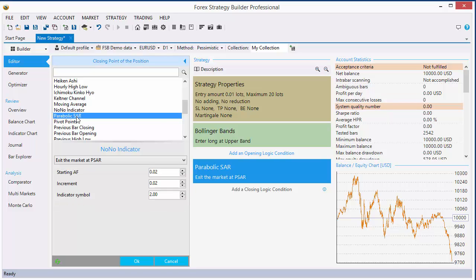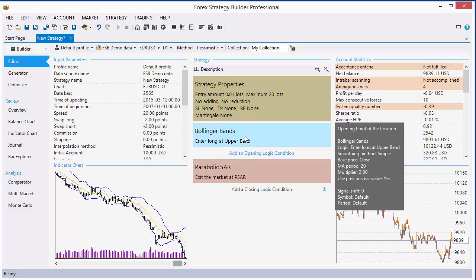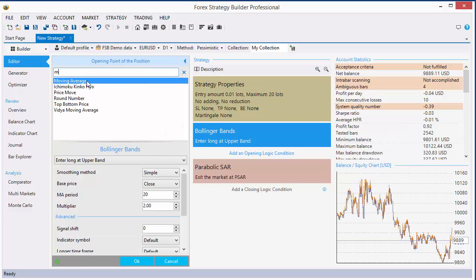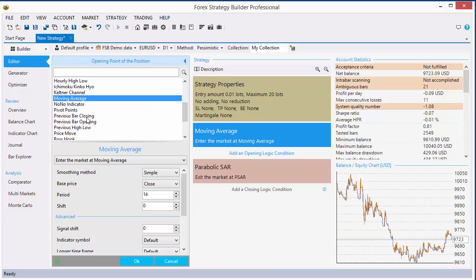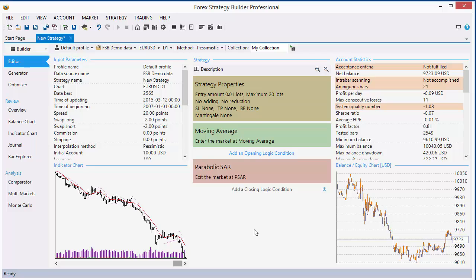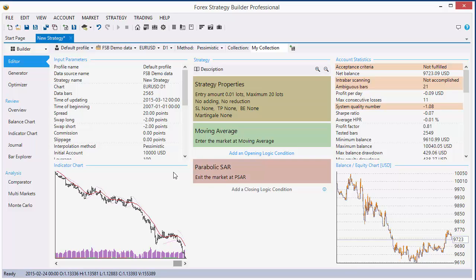Let's see the Parabolic SAR indicator. Let's see what we have. I'll set here a moving average and momentum for entry. Okay, let's use only the moving average. This Parabolic SAR indicator is also an exception, because it is set at the closing point of the position slot, and it determines the exit price, but it also determines the trading direction.